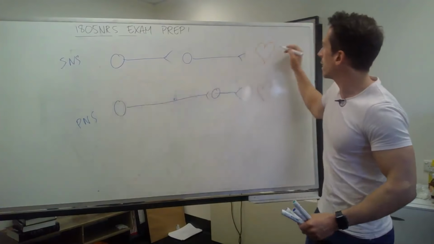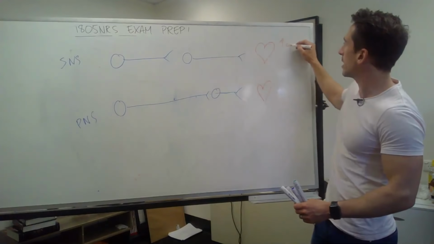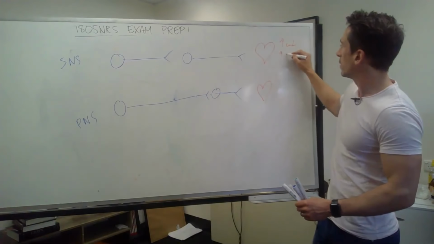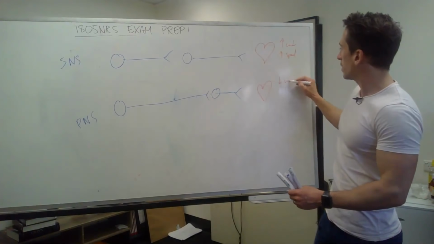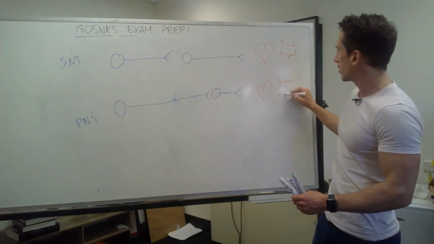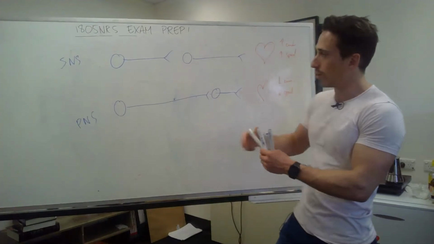So let's just say both of them want to ultimately innervate the heart, right? The sympathetic nervous system is going to increase its contractile force and speed. The parasympathetic nervous system is going to decrease the contractile force and decrease the speed. How does it do it? Like this.